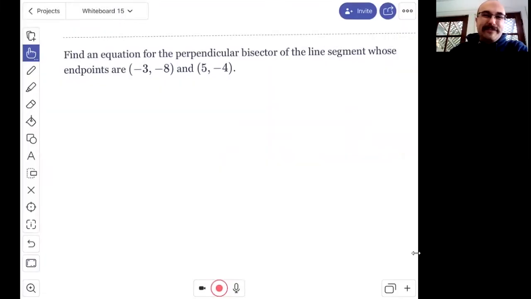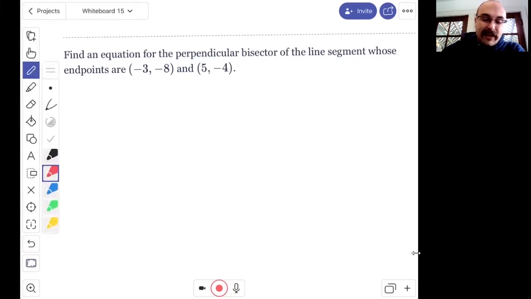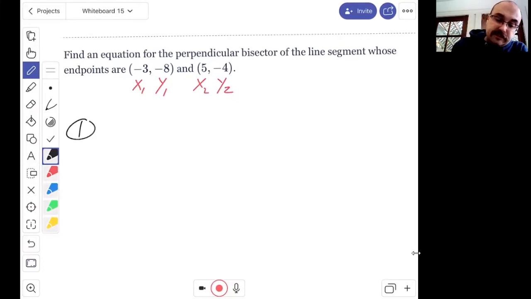Okay, example number 2. Find an equation for the perpendicular bisector of the line segment whose endpoints are -3, -8, and 5, -4. Okay, I always start these the same way. I'm going to go ahead and label these coordinates. I've got x1, y1, and x2, y2, just so I don't mix them up later on. Step 1, we need the slope of this segment.